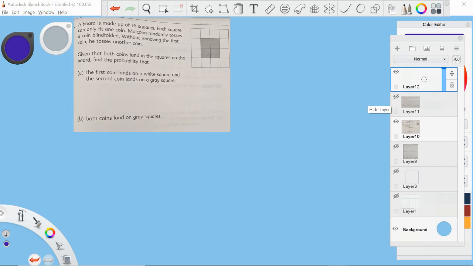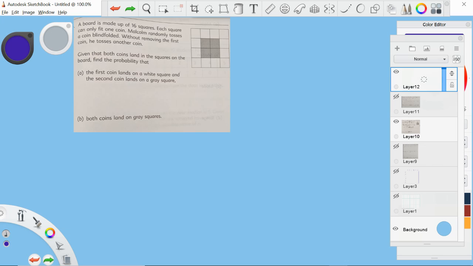A board is made up of 16 squares. Each square can fit only 1 coin. Malcolm randomly tosses a coin blindfolded without removing the first. That's key, without removing the first. And you can only fit 1 coin in. So this is a dependent event. He tosses another coin. Given that both coins land in the squares on the board, find the probability that A, the first coin, lands on a white square.